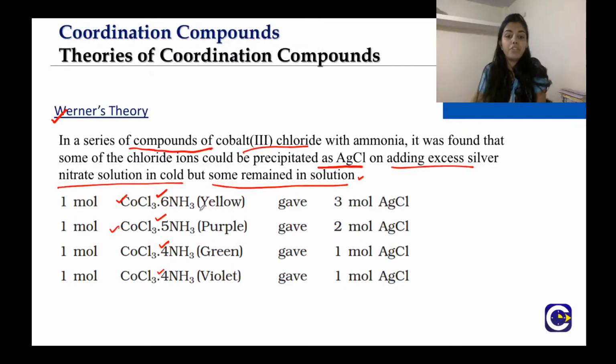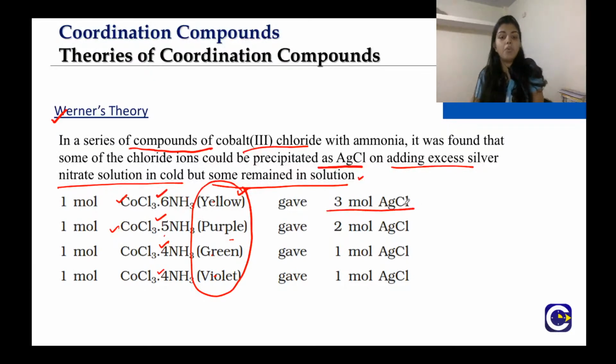The first point of difference was that the colors were different. As you can see, it is yellow, purple, green and violet. Now the first complex gave 3 moles of AgCl on adding silver nitrate solution. In each complex solution we added silver nitrate, and the first one gave 3 moles of AgCl, the second gave 2 moles, the third gave 1 mole, and the fourth gave 1 mole. Why this difference comes was explained by Werner's theory.